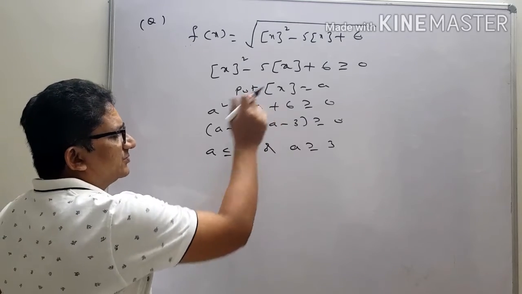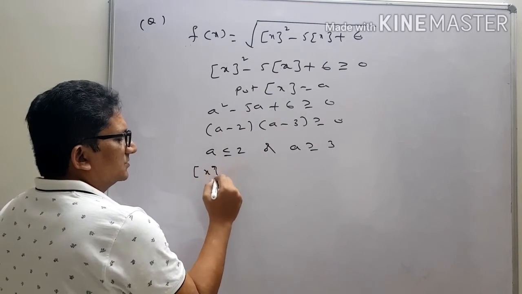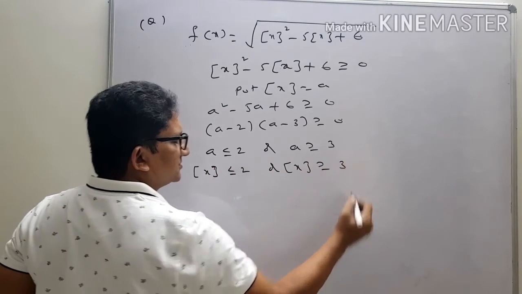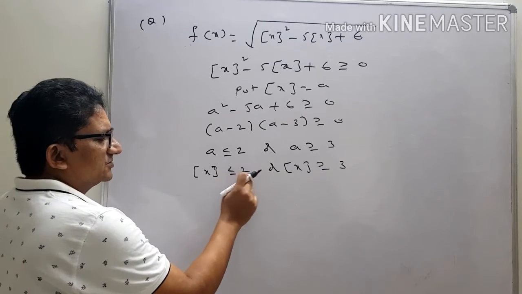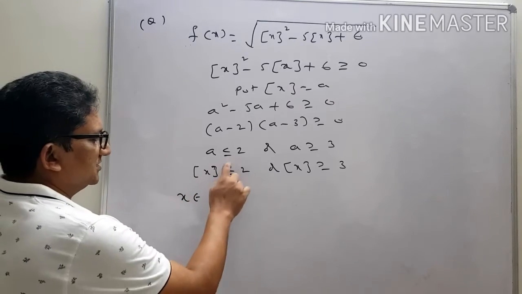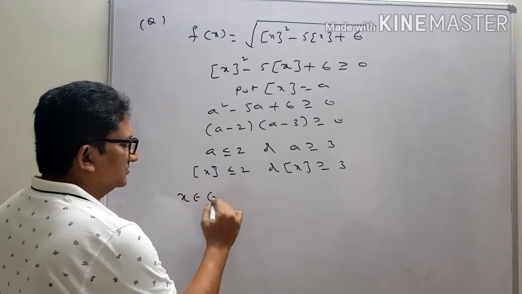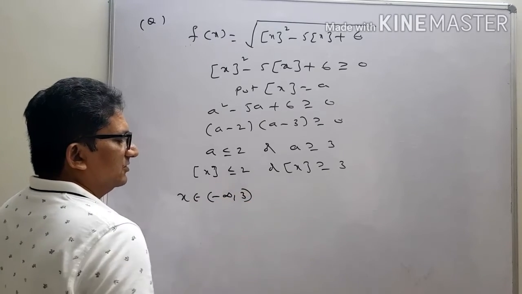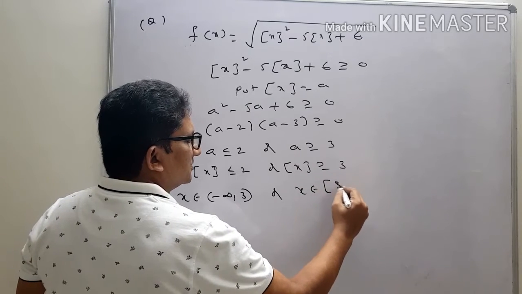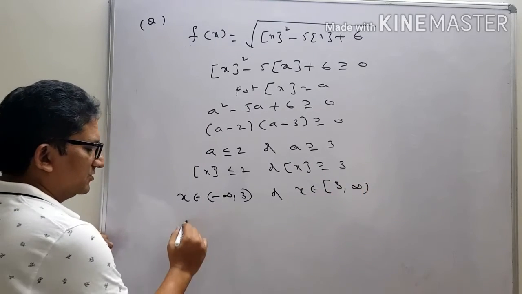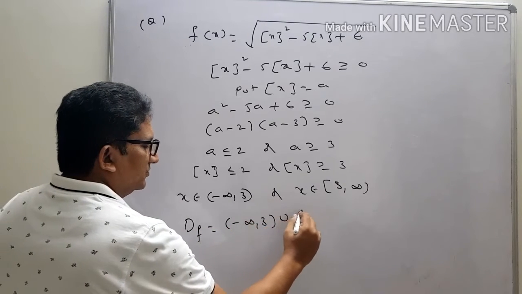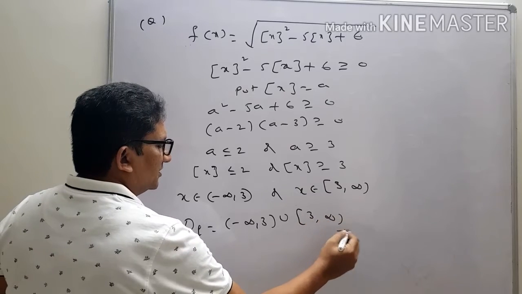Now a means what we put there? [x]. So [x] is less than or equal to 2, or [x] is greater than or equal to 3. Now [x] is less than or equal to 2 means what are the values we can take for x? If [x] is less than or equal to 2, then x belongs to minus infinity comma 3 open interval, or in this case x belongs to 3 to infinity. Now the domain of the function is equal to minus infinity comma 3 union 3 to infinity.